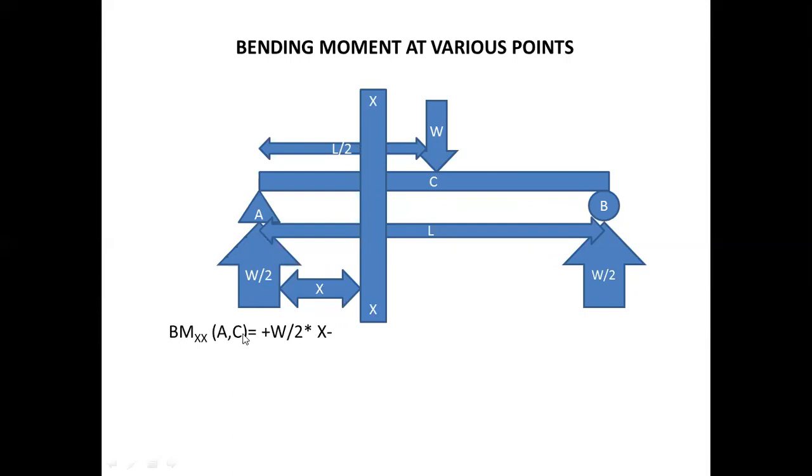Okay, and this section lies between A and C. So I'll find out the bending moment at the point A and C. How? Bending moment at the point A. At the point A, the value of x is 0. So I'll put x is 0. So bending moment at the point A is equal to 0. And if I want to find the bending moment at the point C, the value of x will be, because x at the point A is 0, at the point C it is L by 2. So I'll put x is equal to L by 2. So I am getting bending moment at the point C as WL by 4.